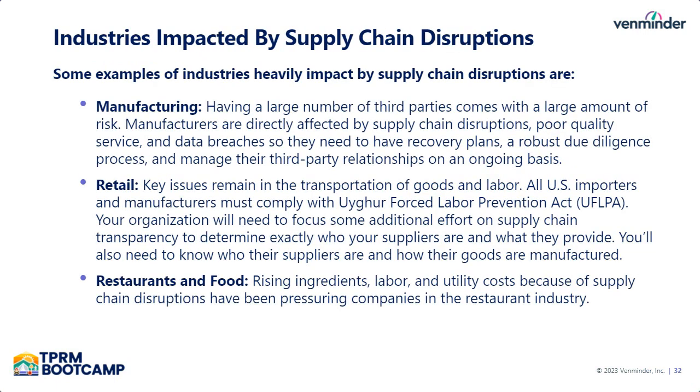When we talk about supply chain disruptions, we want to point out the industries that are really heavily impacted by supply chain. Manufacturing usually has a large number of third parties. That comes with a large amount of risk. Manufacturers are often directly impacted by supply chain disruptions, poor quality service, and data breaches, so they really need to have recovery plans. They have to have robust due diligence processes, and they really need to manage their third-party relationships on an ongoing basis, and you need to see evidence of that.